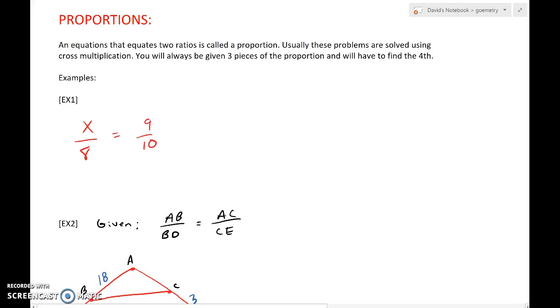But as it is right here, we've got 2 examples. The first one is already given you the proportion. This may have come from a word problem, may have come from something you had to set up, but it gave you the proportion. You just have to solve for x.